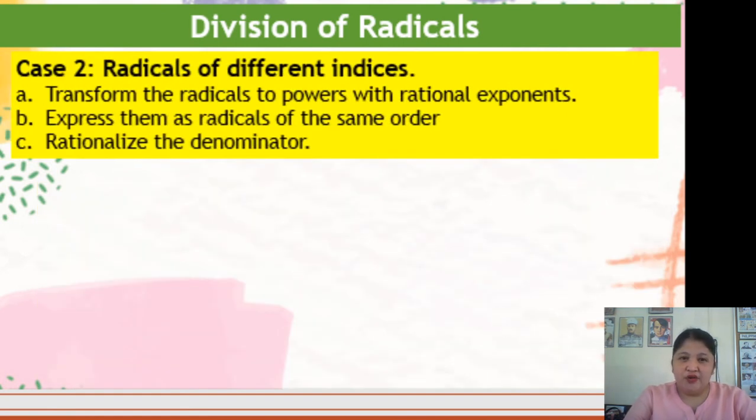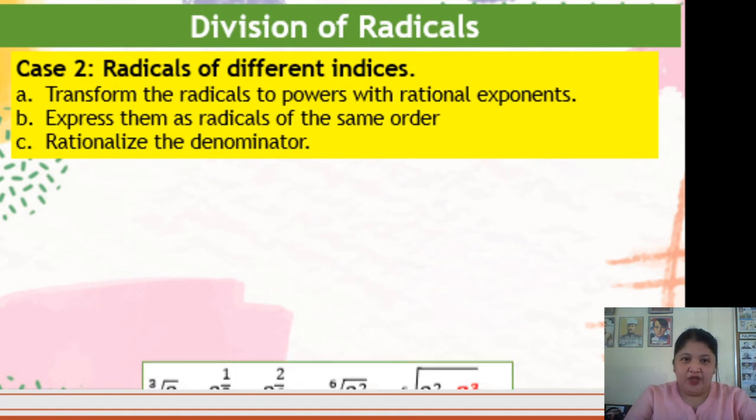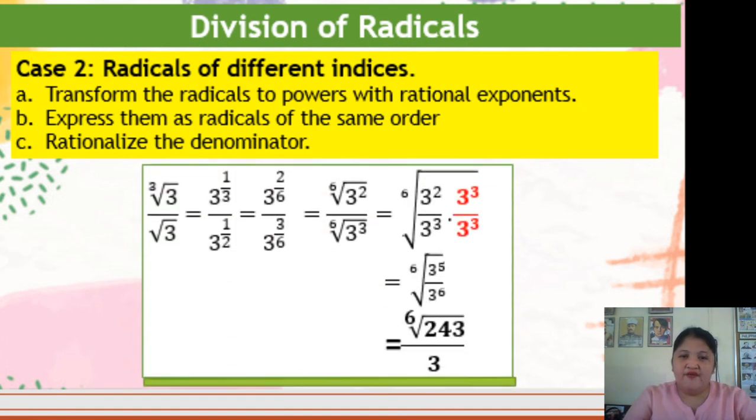So the case number 2 for division, radicals of different indices. So what should we do? Letter A, we transform the radicals to powers with rational exponents. Then for B, we express them as radicals of the same order. And then for C, rationalize the denominator.